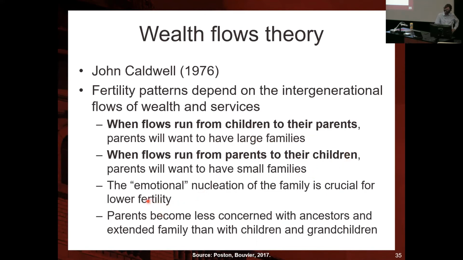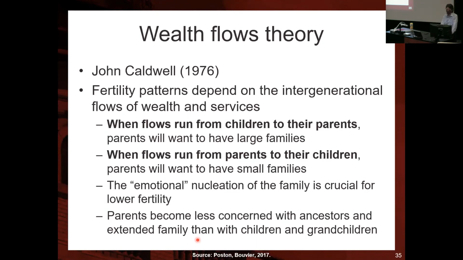And throughout society, as the society develops, there's an emotional nucleation of the family. So now we see the family as the parents and children. You don't have extended families all living together in the same household. So there is this emotional nucleation of the family, and that creates an environment in which fertility tends to decline. Parents become less concerned with ancestors and extended family than with their own children and grandchildren. So the attention is given more to children and grandchildren in that smaller family group.